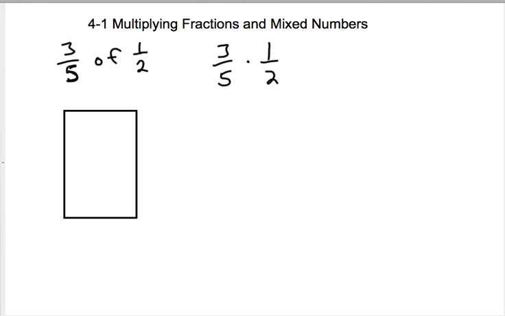Hello, in this video I'll be talking about multiplying fractions and mixed numbers. This first one here, 3/5 of 1/2. In mathematics, the word "of" means multiplication, like when you're reading a word problem or something like that. The word "of" can be replaced with multiplication. So 3/5 of 1/2 is 3/5 times 1/2.